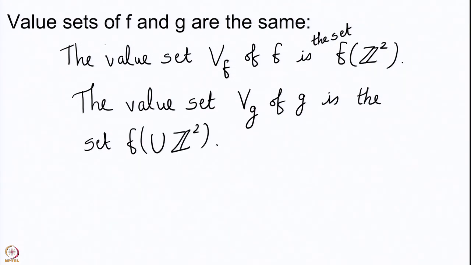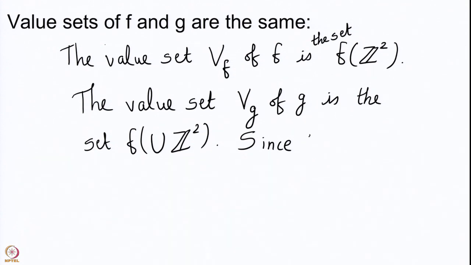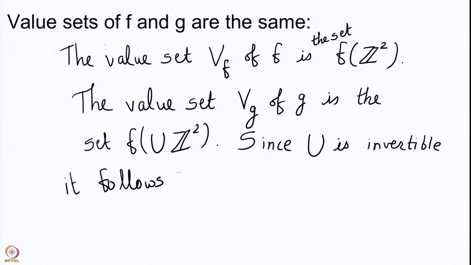This is because we will apply the transformation u to the vector capital X, and then we obtain the value of the quadratic form f on this, which is really the form G applied to x and y. So this is the value set, but since u is invertible, it follows that uZ2 is Z2. So let's think about this.